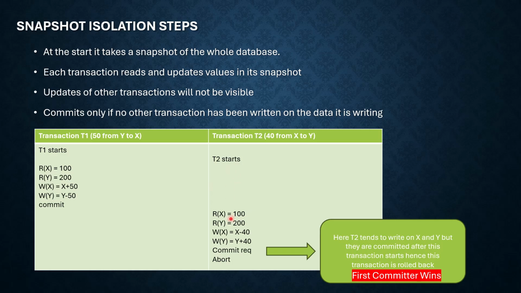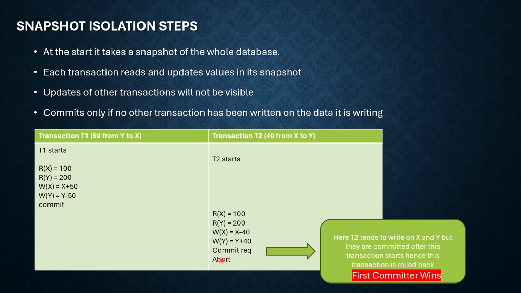Okay, then transaction T2 executes. It reads the values of X and Y, and it will simply read 100 and 200. Why? Because it has already taken the snapshot of the database, and after that it will not see changes to the database. That's why it reads only 100 and 200. Now it will write minus 40 on X, and plus 40 on Y.